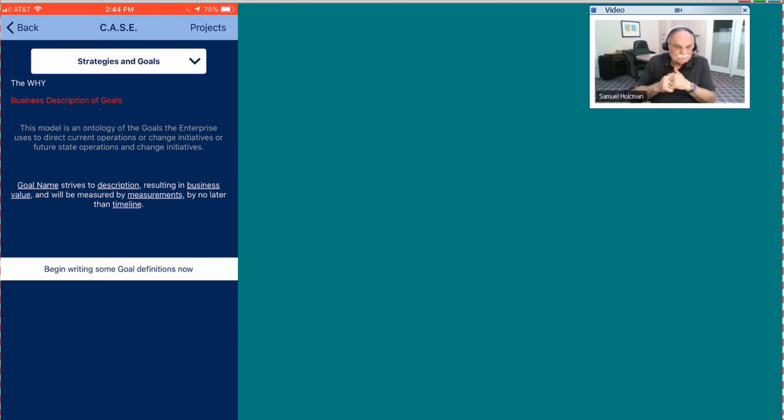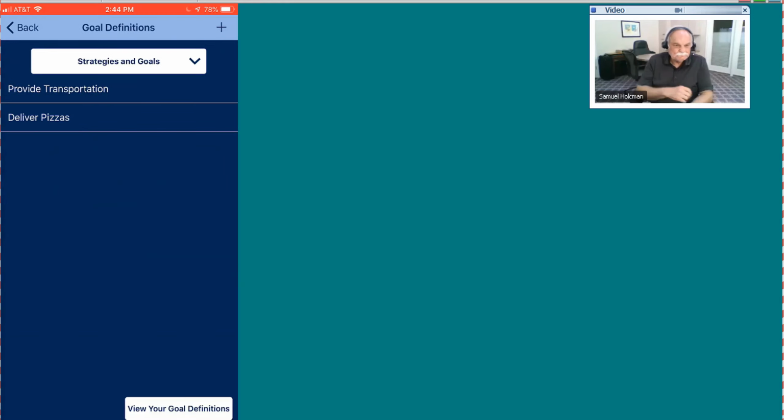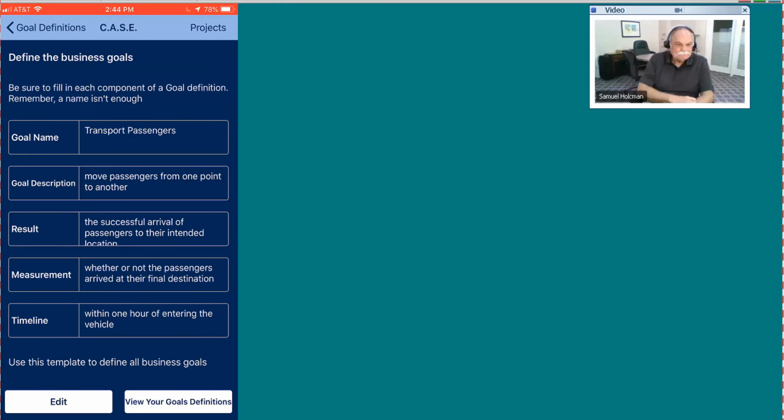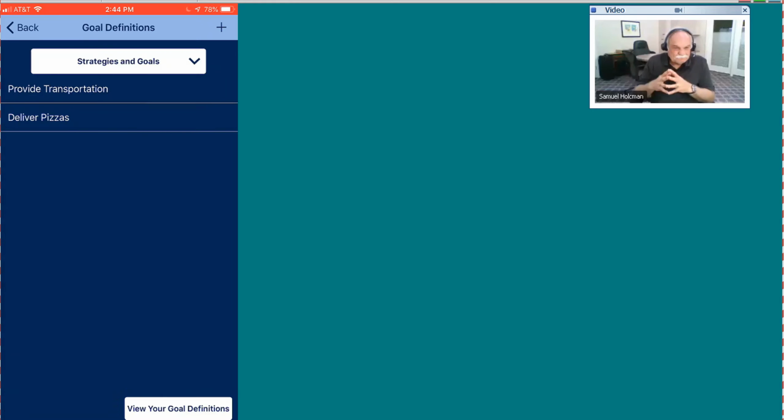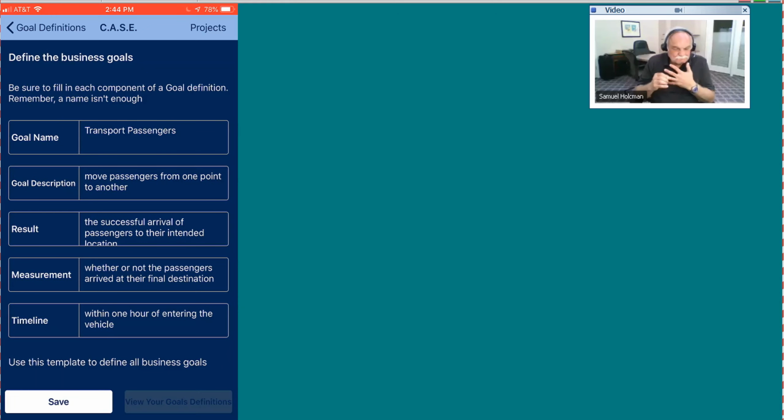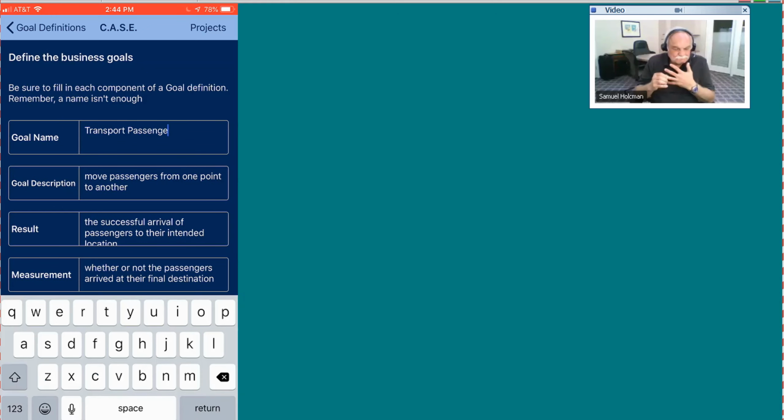Click on begin writing goal definitions now. And here we have some. I have one included here, provide transportation. As you can see here, all of the elements are already populated: goal name, goal description, results, measurement, timeline. If you want to see it all put together, you can click on view your goal definitions. Here you go, here it is all put together. Say you need to edit it and it doesn't look good, you can go back and click edit, and you can type right in here if you need to.